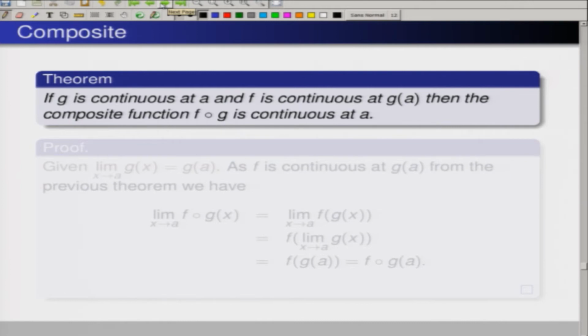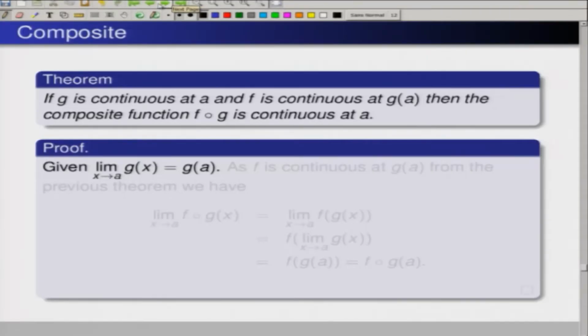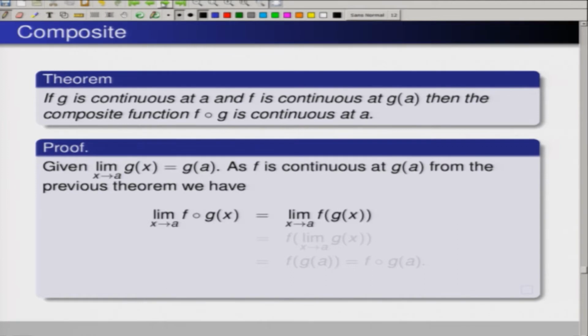If g is continuous at a and f is continuous at g of a, in order to define the composite function the range of g has to be in the domain of f. So, if g is continuous at a and f is continuous at g of a, then the composite function f composed with g is continuous at a. That means what we want to show is that the limit of f composed with g as x goes to a should be f composed with g of a.